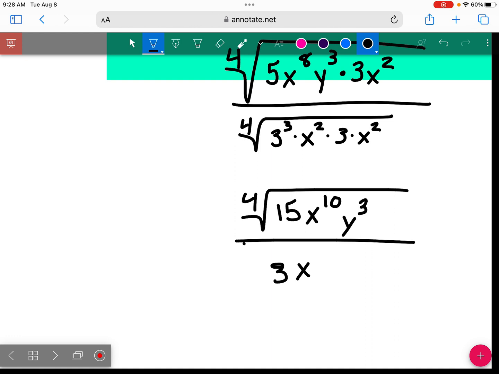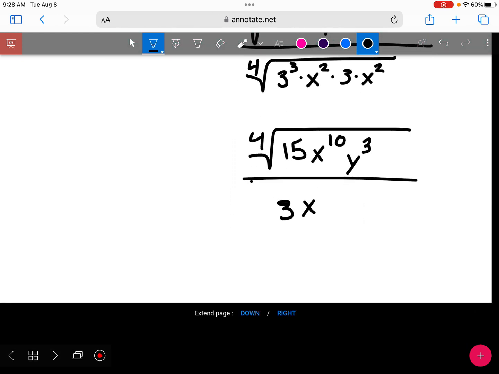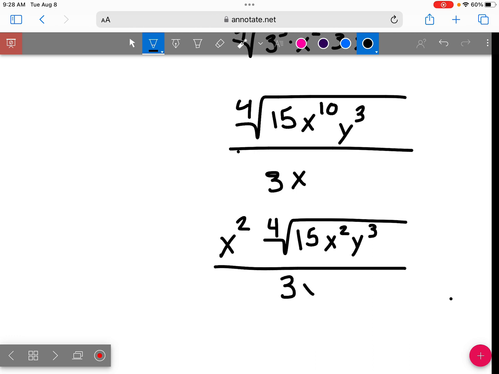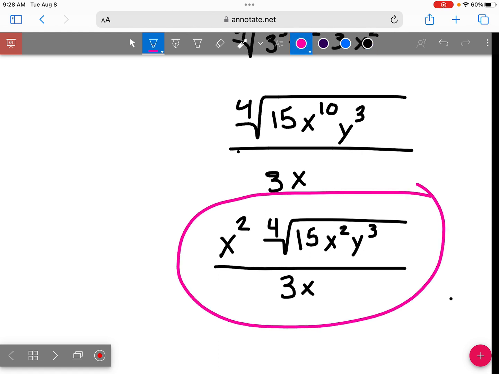We have one more simplification we can do. Look at our numerator. Not the 15 and 3. Can I pull a group of 4 out of something? Out of the x's. How many groups of 4 can I take out of x to the 10th? 2. So we can have x squared, fourth root. How many x's are left over? 2. x squared y cubed over 3x. That is our fully rationalized answer.